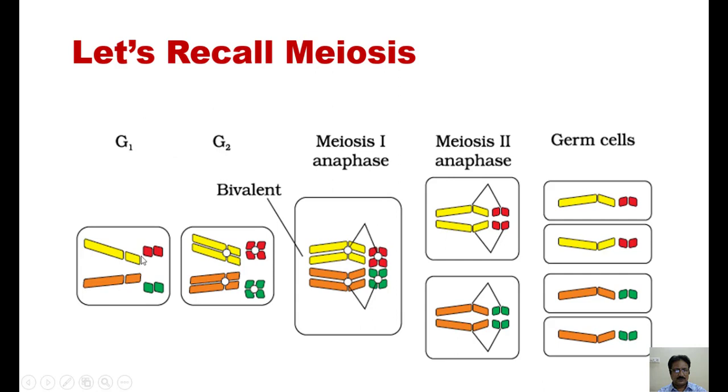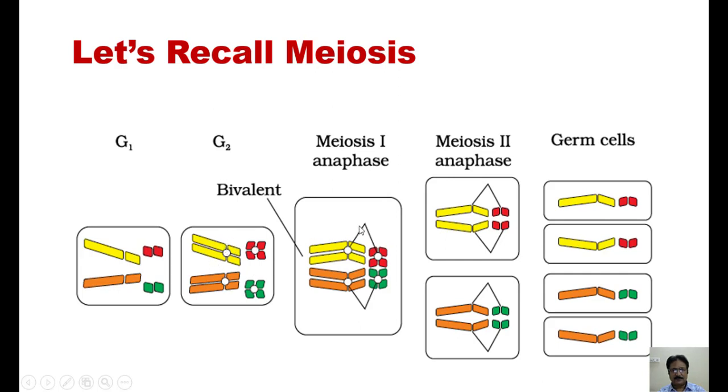In G2, there is DNA synthesis. So every chromosome now has 2 chromatids. You can see here the chromosome has 2 chromatids. Why? Because here DNA synthesis has taken place. This chromosome has 2 chromatids and 2 chromatids. So every chromosome has 2 chromatids. The number of chromosomes does not increase, only the DNA content doubles.